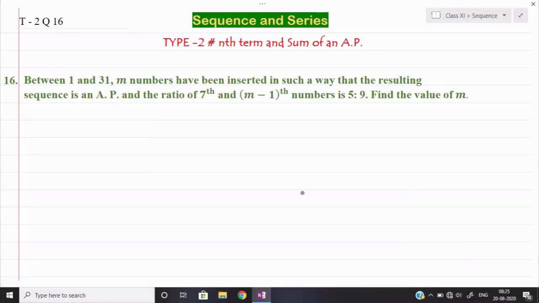Today we are going to start from question number 16 of exercise 9.2. Already in the previous sessions we have finished till question number 15. So let us see what is given in this question.